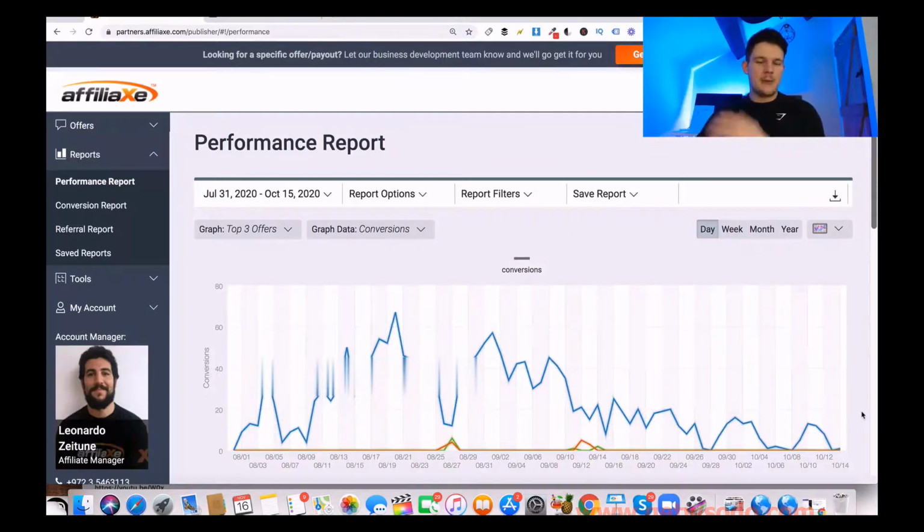So I started to scale back a little bit, tested other things. The other things just became more profitable. So I've put this to the side. But it's not a bad offer, to be fair.